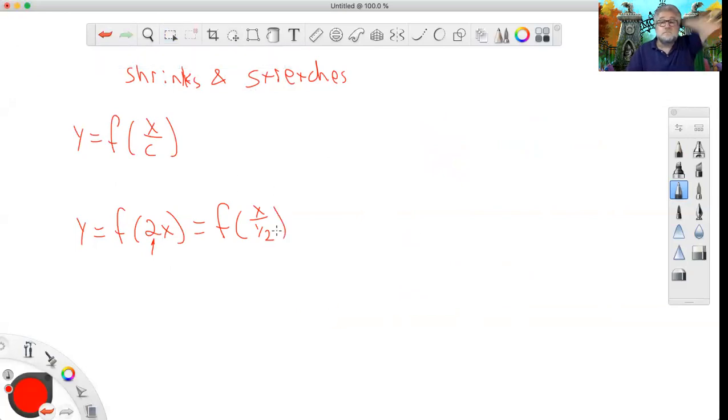So now here's the rule. When we have this, when we have x being divided by some kind of number, or multiplied, which really means divided by a fraction. Very important. If c is greater than 1, then this is a horizontal stretch by a factor of c.